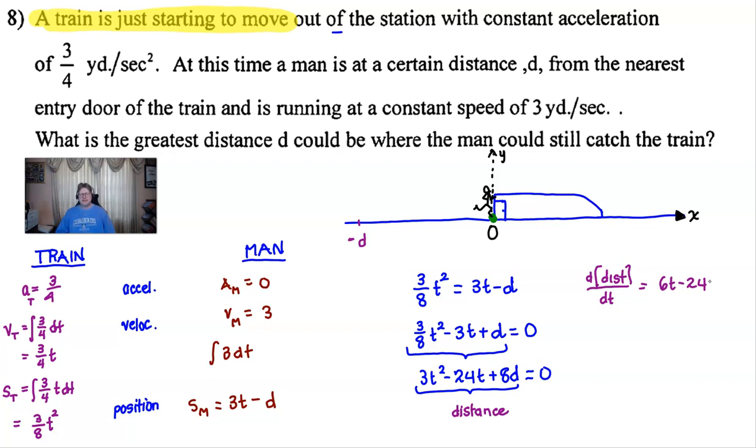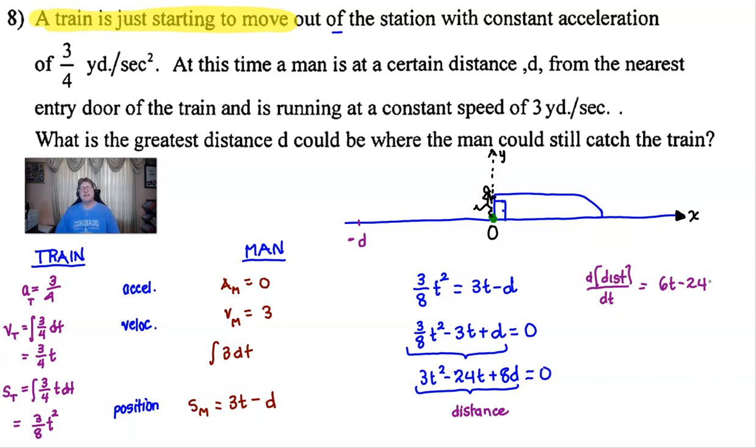Okay? Now, I'm going to probably close out the video here and just give you a little bit of advice about what to do next. You know that in order to find a critical value, you would set this derivative equal to 0, and you're going to get a very nice t value. You're going to get a very nice integer value for seconds. Now, that integer value we get is our only t that's a critical value, and it will be the t when we have this greatest distance d that the man can still catch the train.